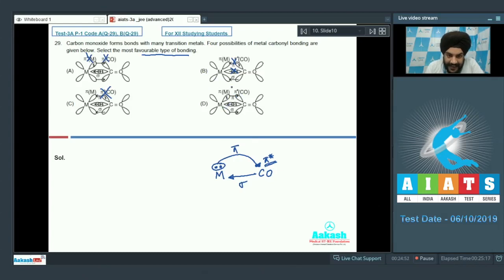So if you look at the D option, it is correctly represented. The sigma bond is from C to the metal, whereas the pi bond is from the pi molecular orbital of the metal to the pi star molecular orbital of CO. So D option is correct, students. Let us look at the next question now.